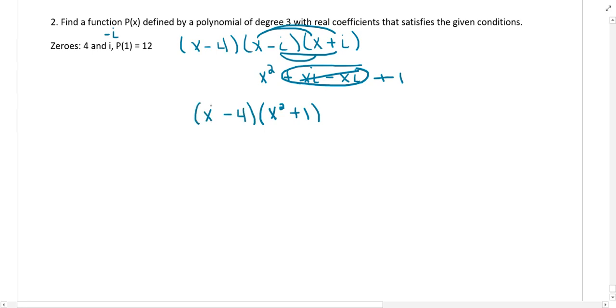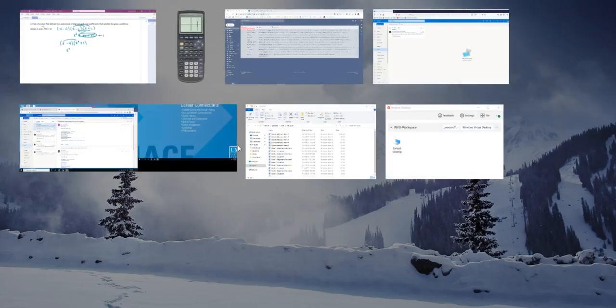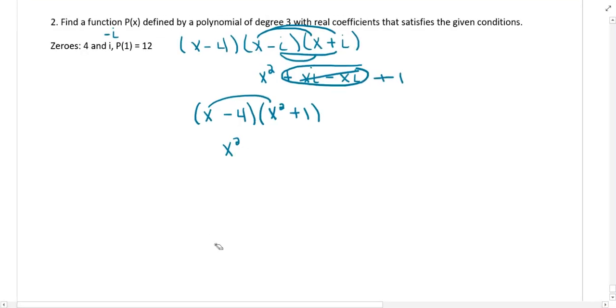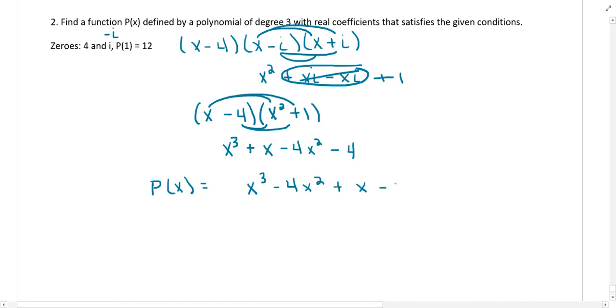We multiply this out. So x times x squared, x cubed. Then x times 1, just x. Negative 4 times x squared, negative 4x squared. And negative 4 times positive 1, negative 4. All right, so we have the polynomial function, and that is going to be x cubed minus 4x squared plus x minus 4.